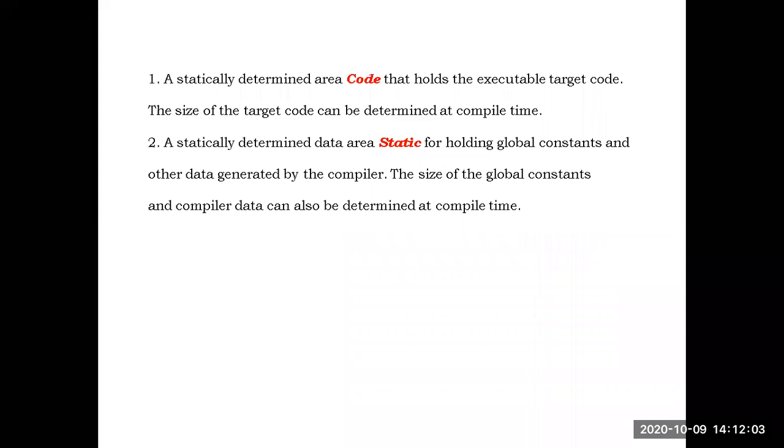That is briefly the code area, static data area, heap area, and stack area. Now, first we will go for the static allocation. We will briefly discuss the static allocation, then we will go for the stack allocation.